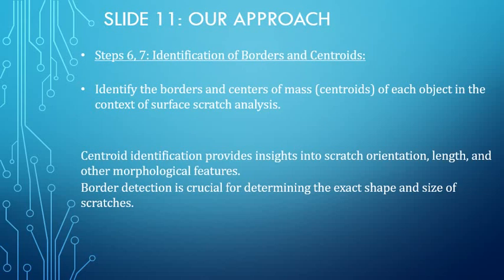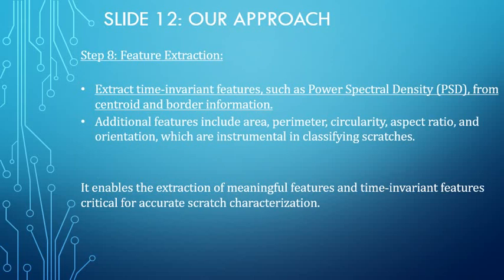Steps 6 and 7 are identification of borders and centroids. That's an essential part of our research, and we identify the borders and centers of mass of each object in the context of surface scratch analysis. Step 8 is feature extraction. We extract time-invariant features such as power spectral density from centroids and border information.